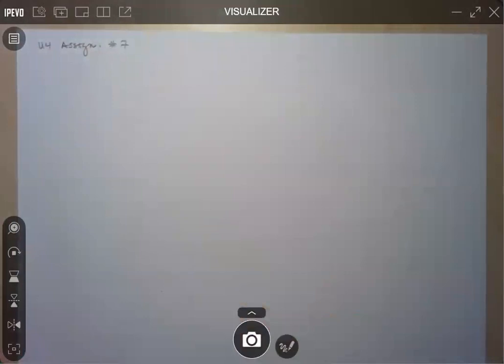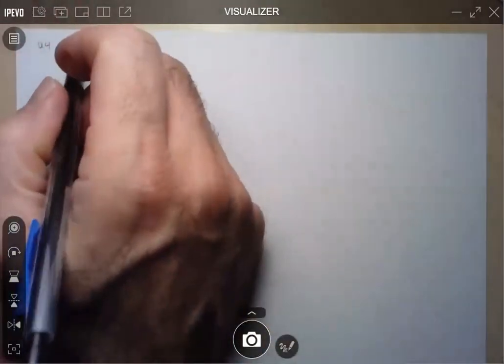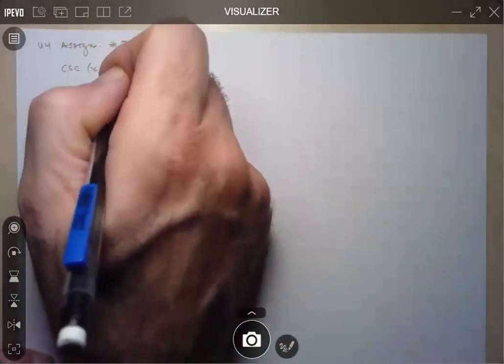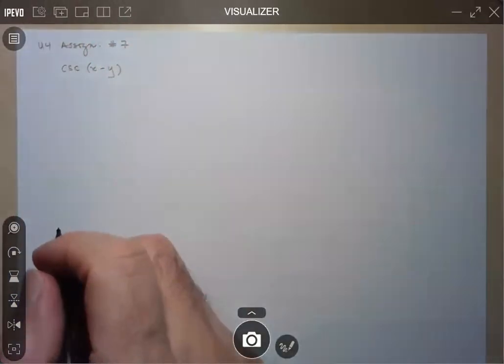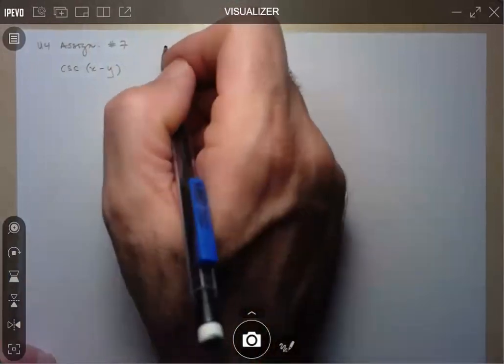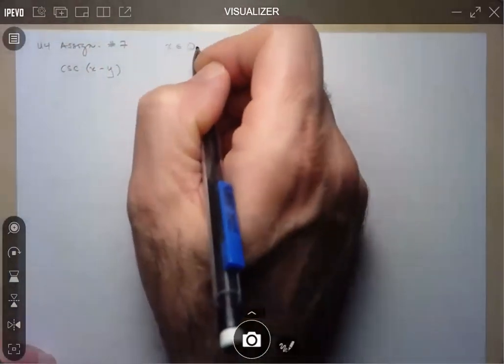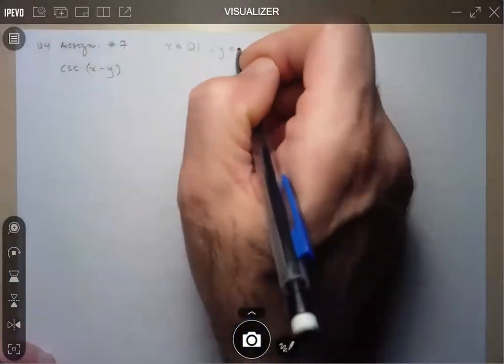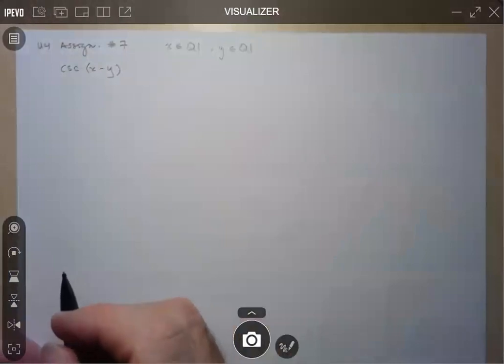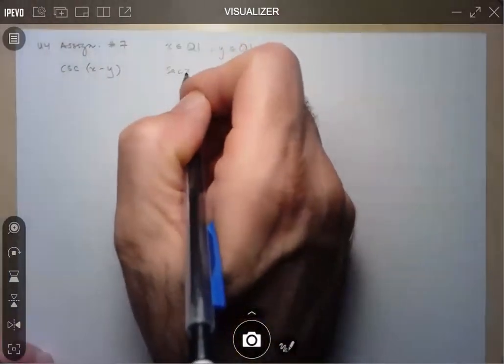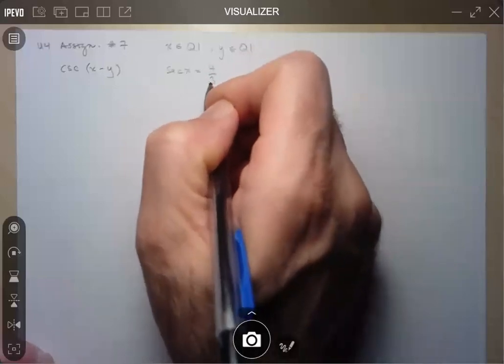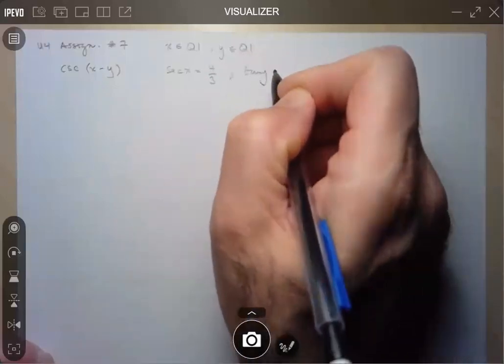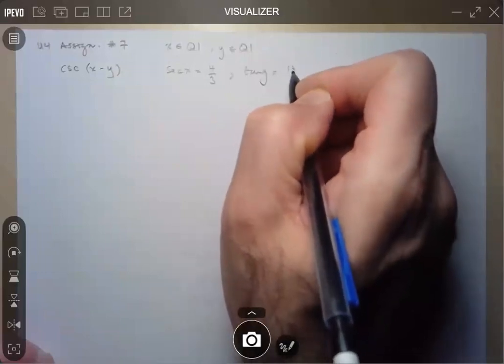So here this says find the exact value of cosecant of x minus y. Okay, so this is what they're looking for, and they give us a bunch of information. They tell you that x is between 0 and pi over 2, so I'm going to interpret that as x is in quadrant 1. Y is between 0 and pi over 2, so y is also in quadrant 1. And they tell us that secant of x equals 4 over 3, and tan of y is equal to 13 over 5.